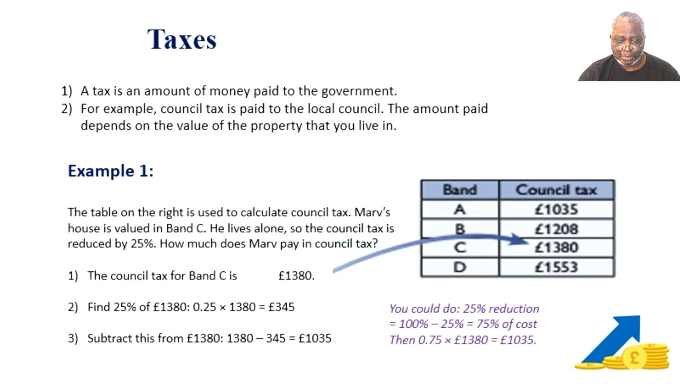£1,035. The other way you can calculate that is 25% reduction is equal to 100% minus 25%, which is 75%, and you multiply 0.75, which is the same as 75%, by £1,380, and you'll have the same amount of £1,035 that Marv has to pay for his council tax for that year.